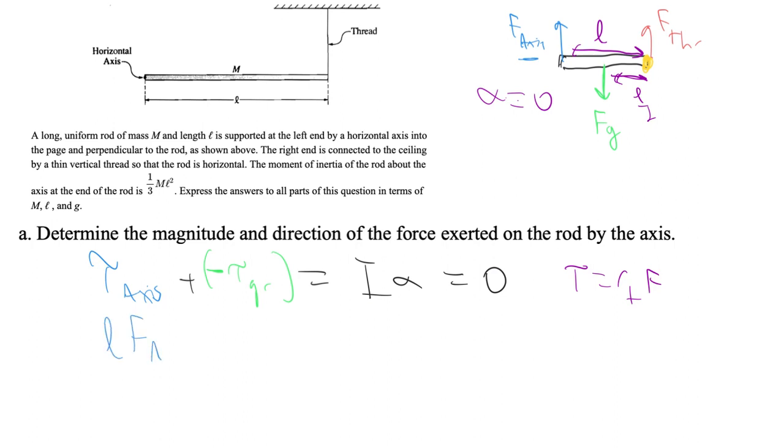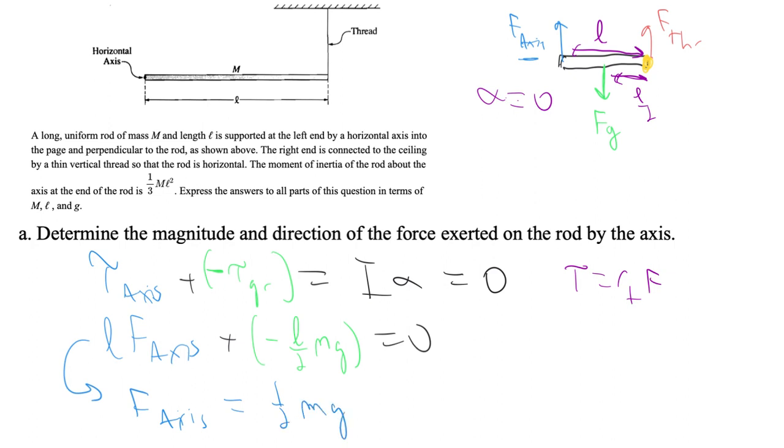So I end up with something like L times the force of the axis plus, and then we have the negative. Gravity is located only L over 2, and we have mg. And then over here we have this equal to 0. And it's pretty easy to see from there really rapidly that F axis equals 1/2 the weight of the object. To be precise and strictly speaking, I should be using their symbols, so I will switch over here and say this is now mg.